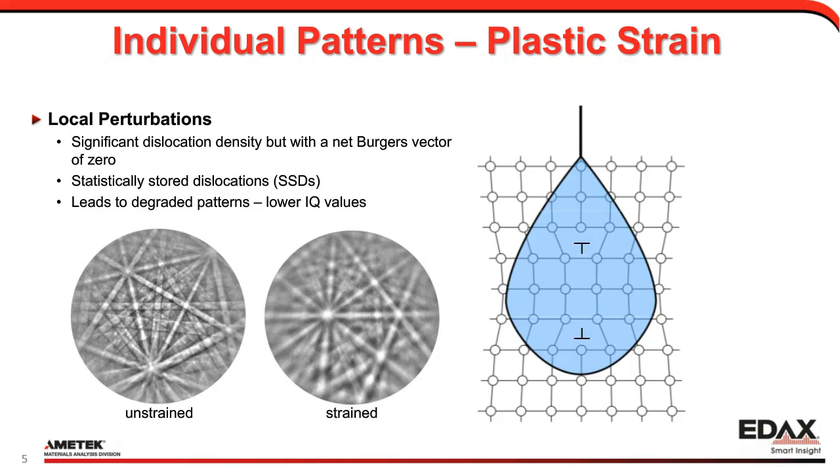So think of these local perturbations. You can actually have a significant amount of dislocation density, but a net Burgers vector of 0. We refer to these as statistically stored dislocations, or SSDs, and they will lead to degraded pattern quality, so lower IQ values. The view on the right showing the dislocations is definitely exaggerated. We don't have that kind of resolution with EBSD, but I'm trying to get the point across that we have a disturbed crystal lattice, and that does affect essentially the Bragg angle for those crystal planes.